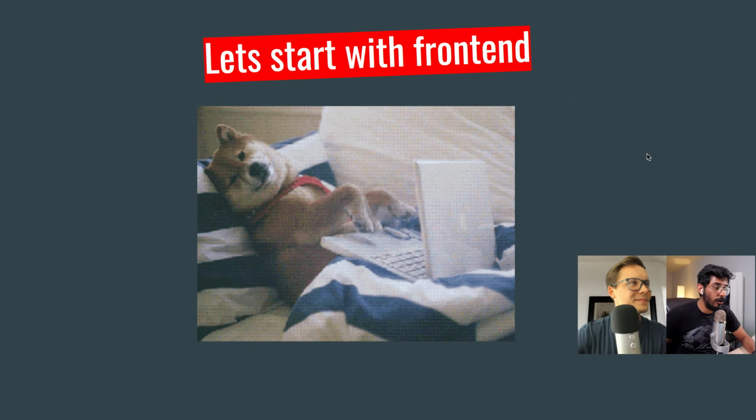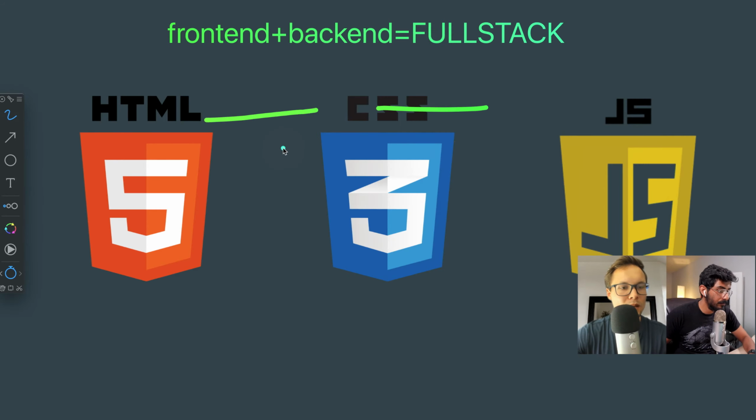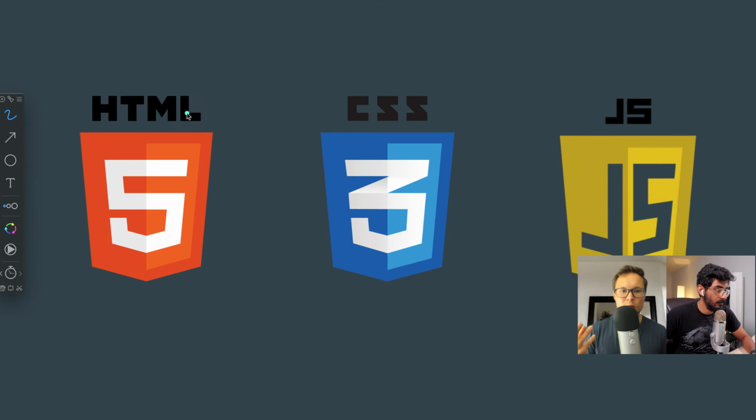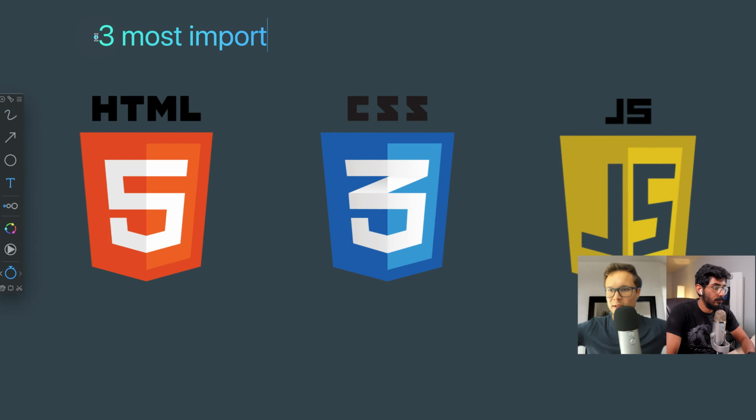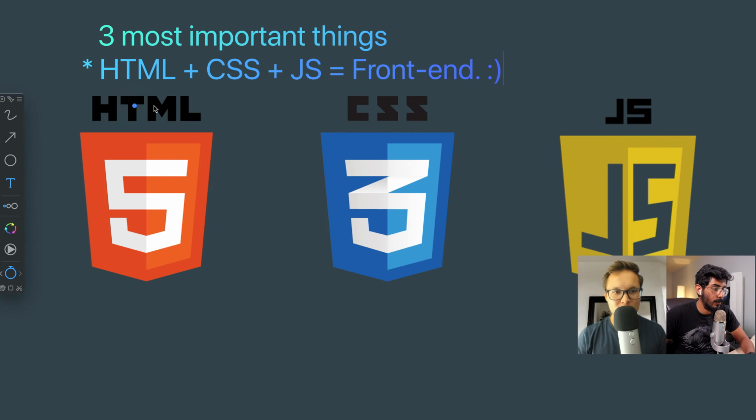So we're going to start off with front end. Nas, take it away. All right, guys. So the three most important things when you're thinking about front end is the front end view, what you see on the website, and that includes HTML, CSS, and JavaScript. Those three are the most important things that you need to learn as the base foundation for a front-end developer.